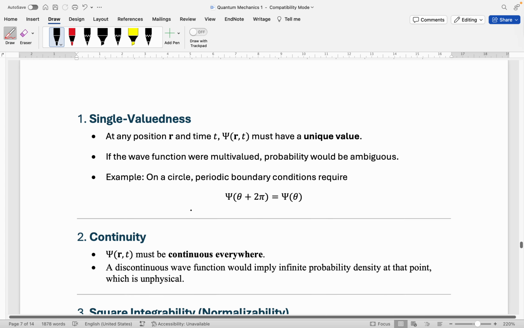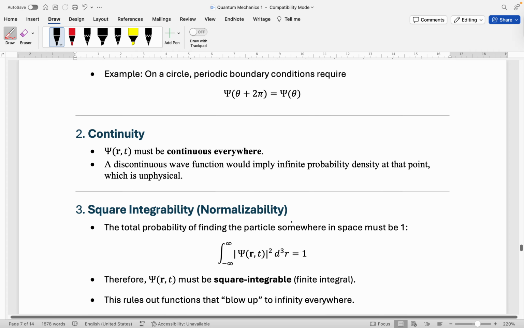That's very important. This is having continuity everywhere. That means if it is within the box, you consider any point, the next point won't be an infinite point. It will be having some value. So it is more or less continuous everywhere.